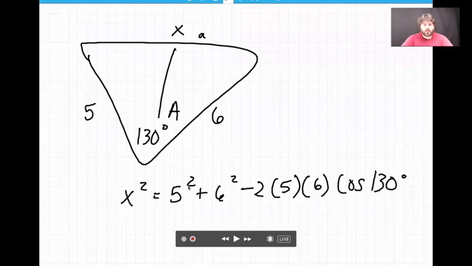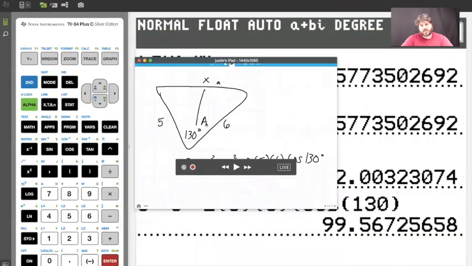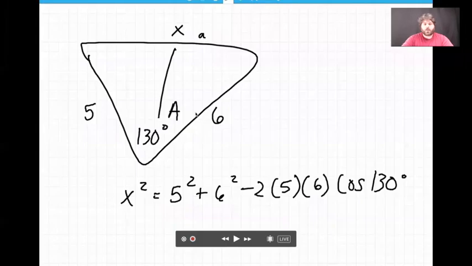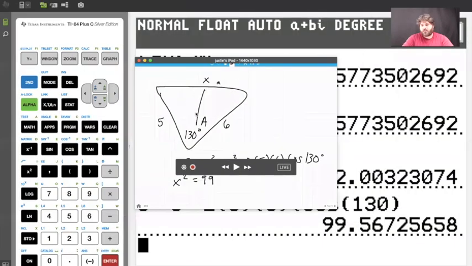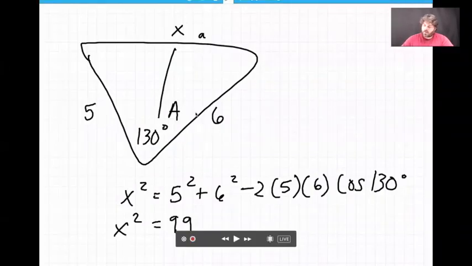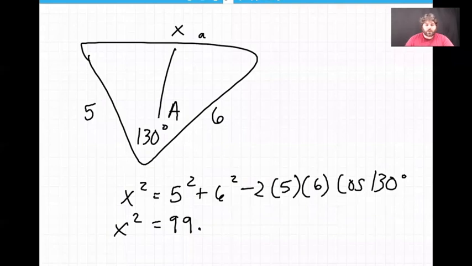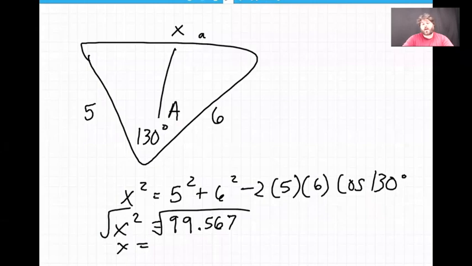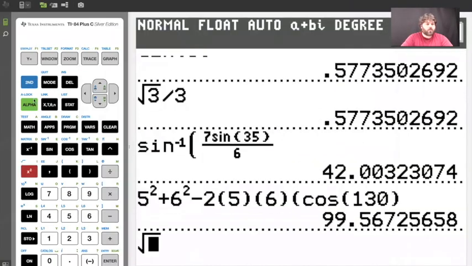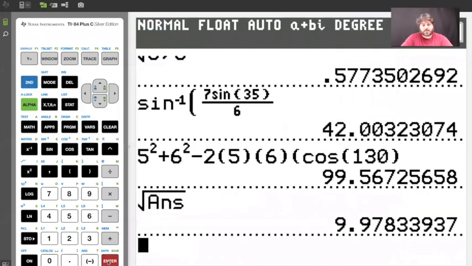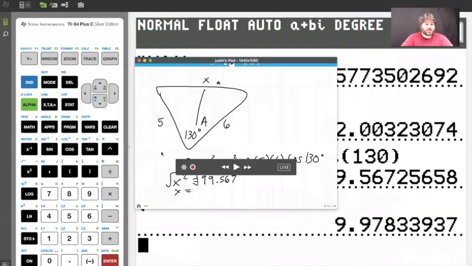99. Okay. Now something doesn't seem right about that. It doesn't make sense to have a 5 and a 6 and a 99. Well, that's because this is the length of the side squared. All right, 99.567. Now really, I'm going to leave that in my calculator the way it is, and I'm just going to square root both sides. Ultimately, I need to find x, not x squared. So if I square root the answer, remember that's second minus, I get 9.97. That seems a little more reasonable here.